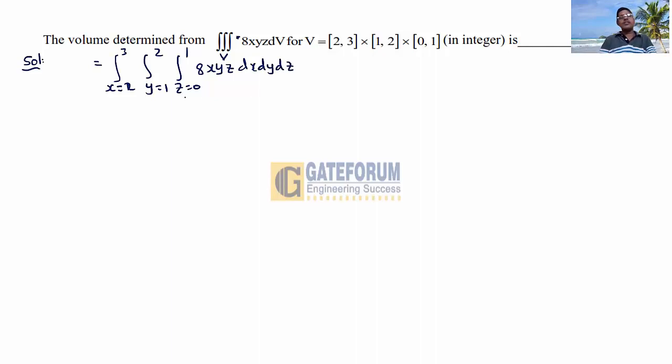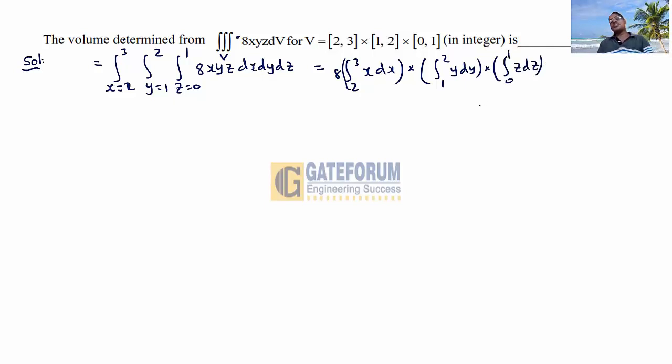So with all constant limits, such a triple integral can be evaluated as a product of single integrals with respect to x, with respect to y, with respect to z. 8 is a constant, I can put it outside: integral of x dx from 2 to 3, into integral with respect to y, limits 1 to 2, y dy, into integration with respect to z between the limits 0 to 1, z dz. The integration with respect to x is x square by 2, with respect to y is y square by 2, with respect to z is z square by 2.